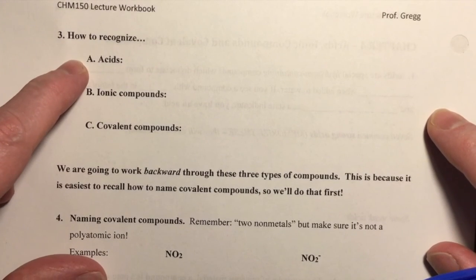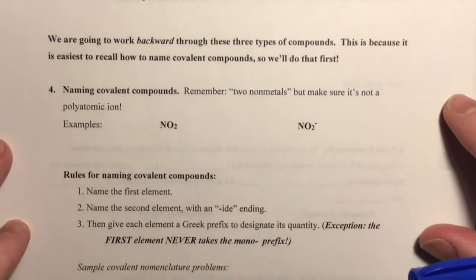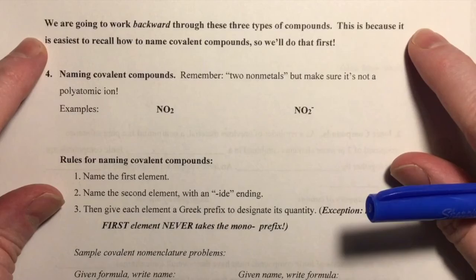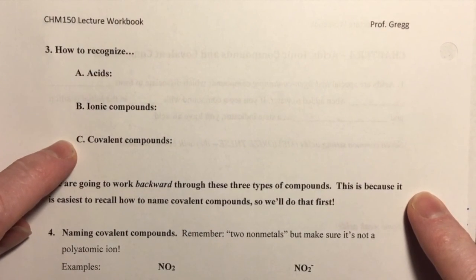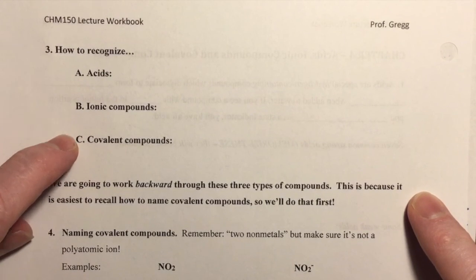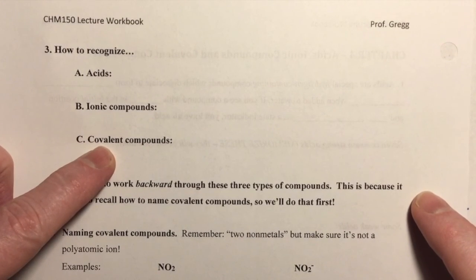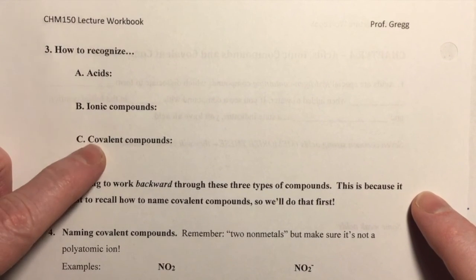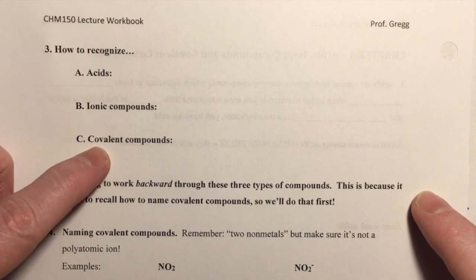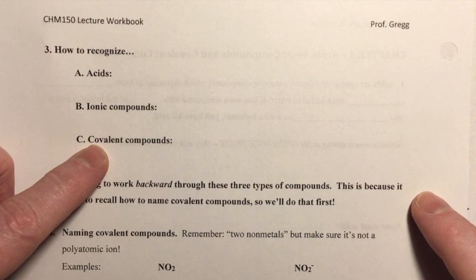Now, although I have ordered them in this way, A, B, C, because that makes alphabetic sense, we're actually going to work through these categories backward. We're going to first talk about how to generate the naming or the nomenclature of covalent compounds first. And the reason we're going to do that first is because they're the easiest, generally speaking. And they are probably the type of compound that you learned best how to name in your previous chemistry course. So hopefully that's going to be mostly review.